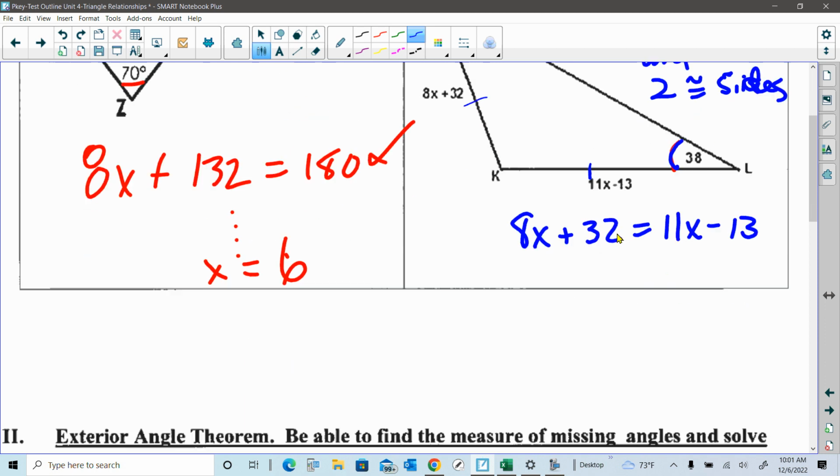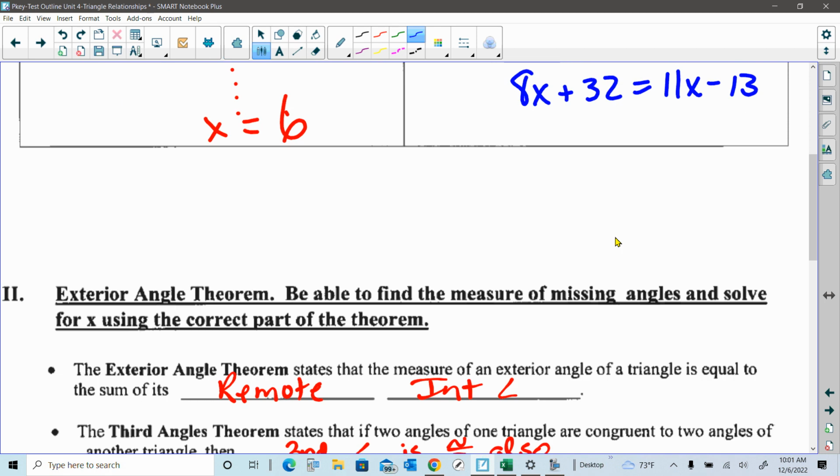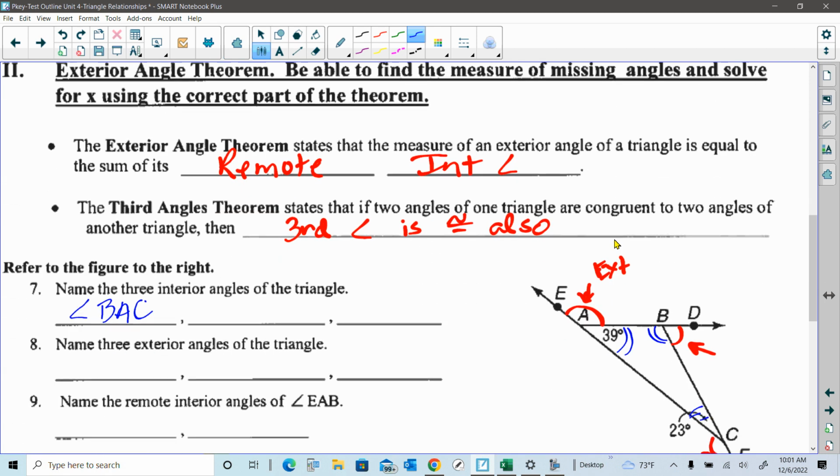All right. The next section is using your exterior angle theorem. So you need to know these facts. Your exterior angle theorem states that an exterior angle is equal to the sum of the remote interior angles. So you know you have to identify the one that's exterior, and you have to identify the ones that are the remote interior. The third angle theorem just states that if I have 2 angles of one triangle congruent to 2 angles of another, then the third angle is also congruent.